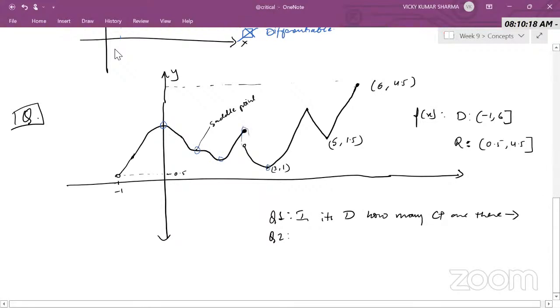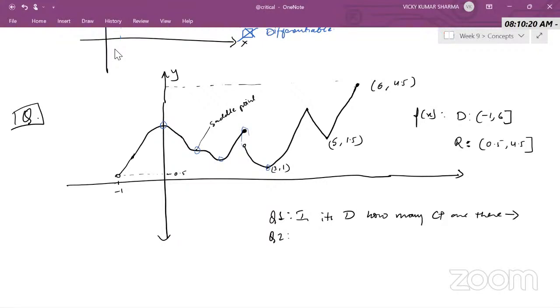But the boundary point is not a critical point. These are the boundary points, right? This is not a boundary point. This is part of the function. So 1, 2, 3, 4, 5, 6, 7. How many do we have? 7. Understood?